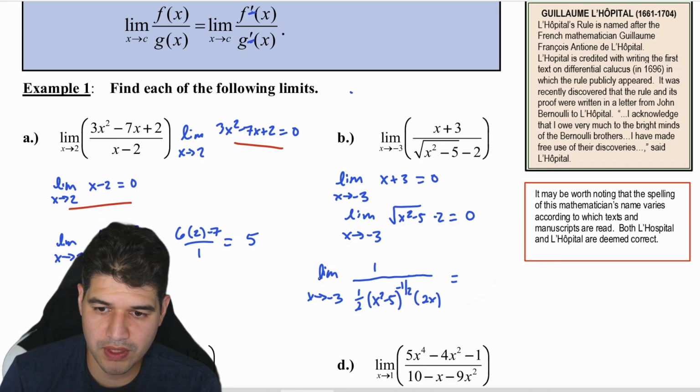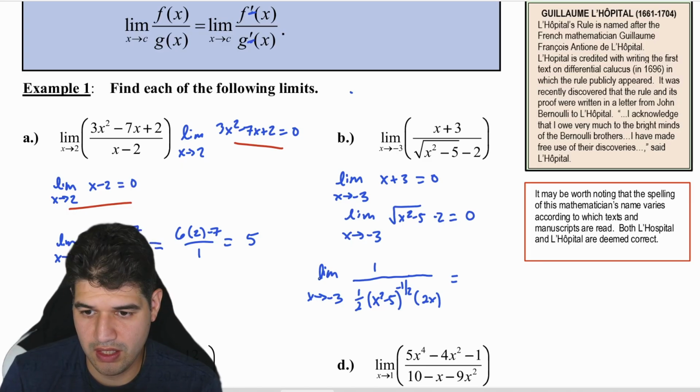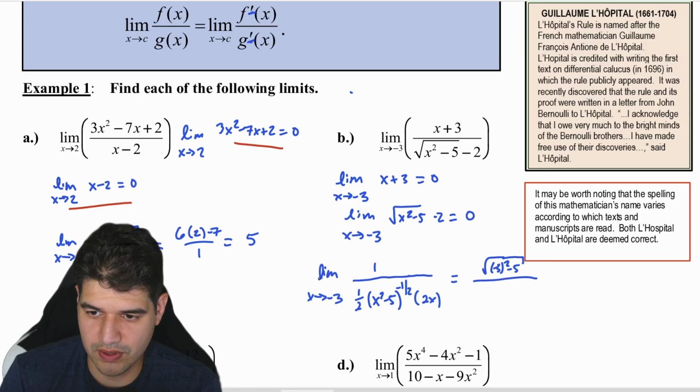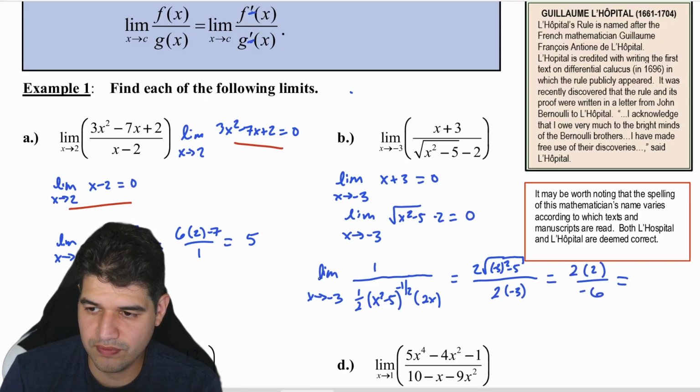All right, let's see what I can do with this. I'm going to plug in the -3 now. And to make this a little bit easier with the negative exponent, I'm going to write this as square root of -3 squared minus 5 in the numerator, all over, and oh, the 1/2, that 2 is going to go out in front of it as well, all over 2 times -3. All right, so I'll get 2 times 2 over -6, which is 4 over -6, which is -2 over 3.